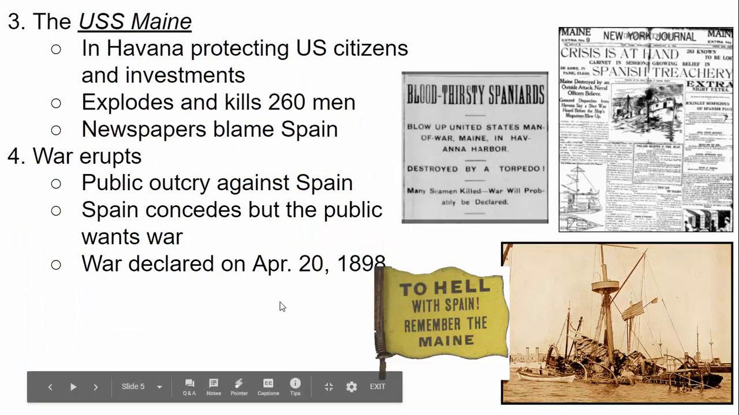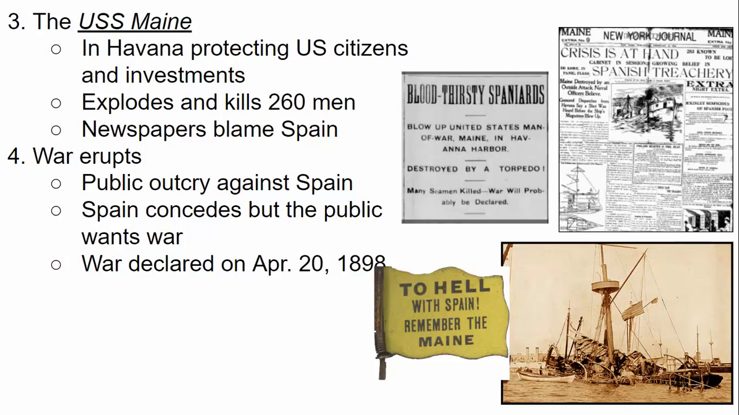So the straw that will break the camel's back, so to speak, is the explosion of the USS Maine. The USS Maine was a large battleship that had been sent down to Havana Harbor to protect the U.S. citizens that were living in Havana and to protect U.S. investments. Like we said, there was a lot of money invested in Cuba and it was getting destroyed in this second war for independence.